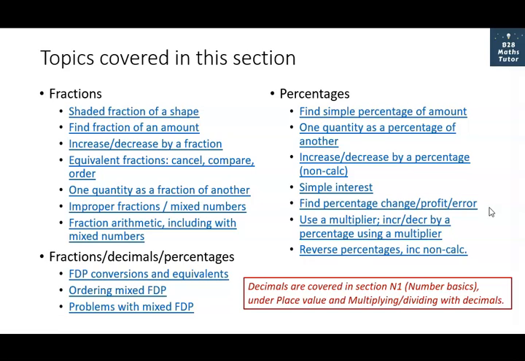Finding percentage change or percentage profit or loss or percentage error, they're all variations on the same thing. Using a multiplier to work with percentages. Now, if you're doing a calculator question, it's usually much easier to do it this way. And finally, reverse percentages, which is about being given the new amount and knowing the percentage change and working out what the original amount must have been.